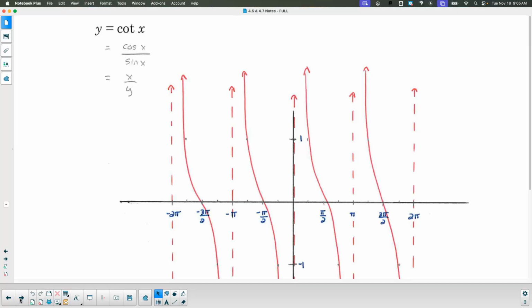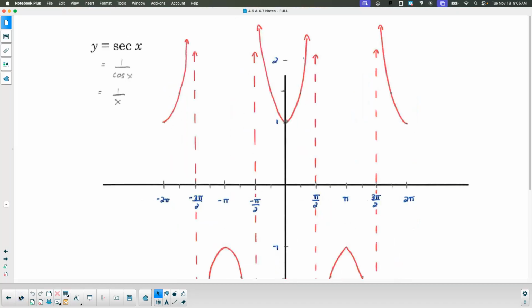This is what your cotangent graph should have looked like. Most of you got that one. You were good to go on that one. This is what your secant graph should have looked like. Some of us had some issues with figuring out those points, and that's fine.